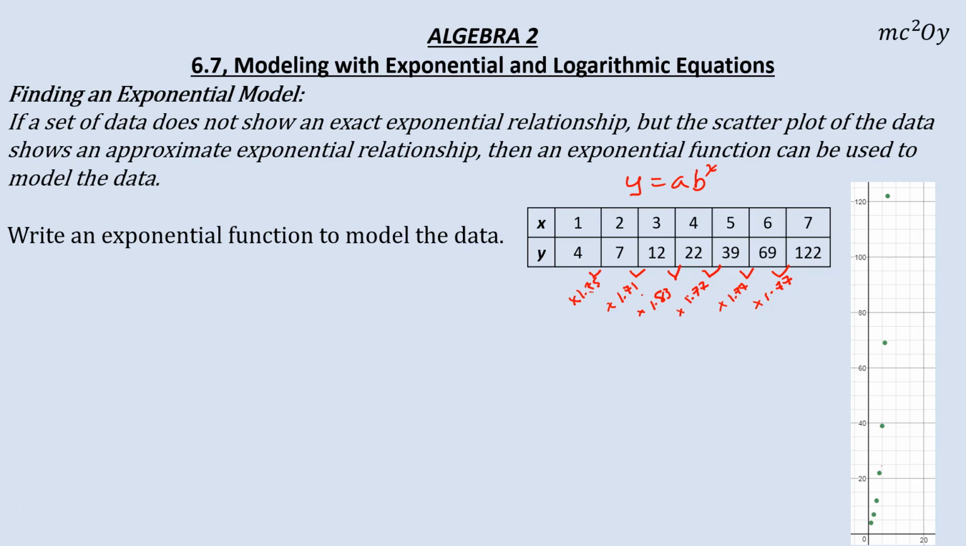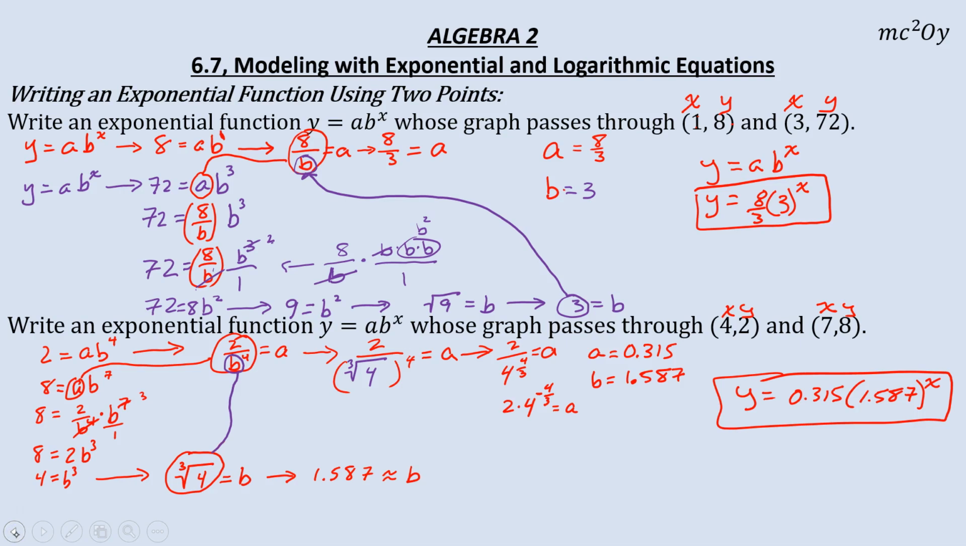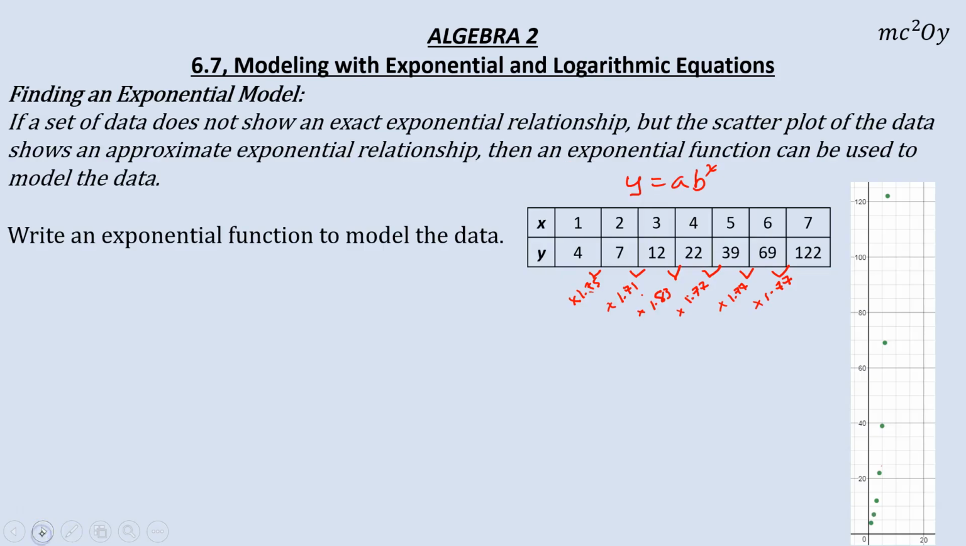So the first thing you need to do is find A or B. But we just did that. Given 2 points, we were able to find both A and B. Well, you're given 7 points. If you pick any 2 of them, and I'm just going to pick the 2 easiest ones, I know that the graph goes through 1, 4, and the graph goes through 2, 7. That will give me an approximate equation.